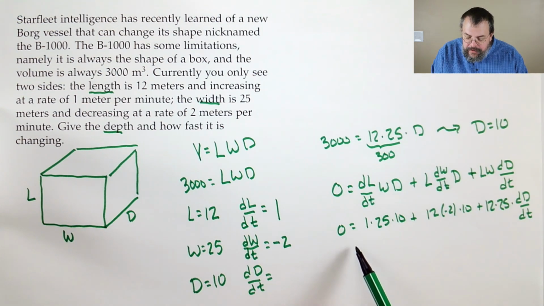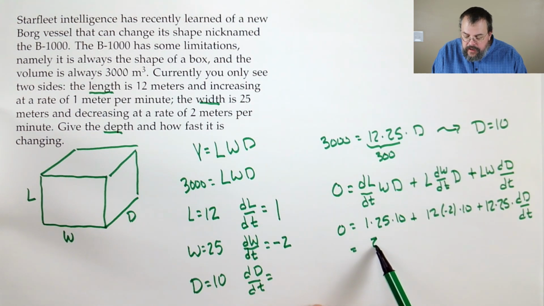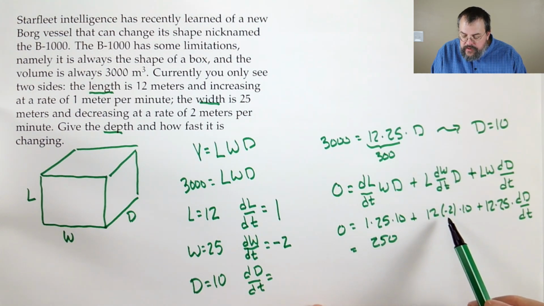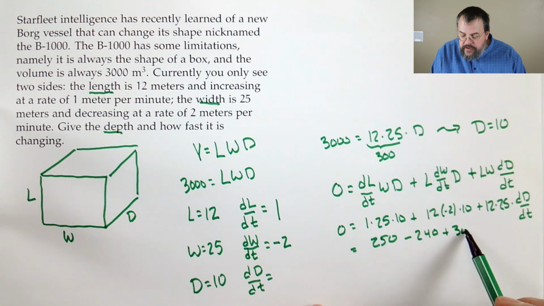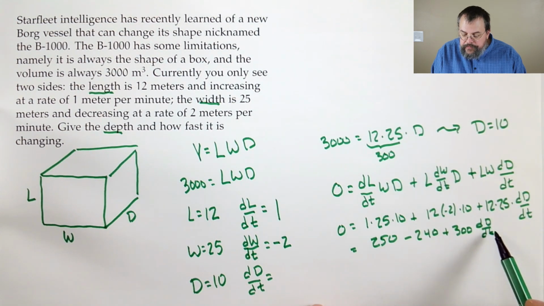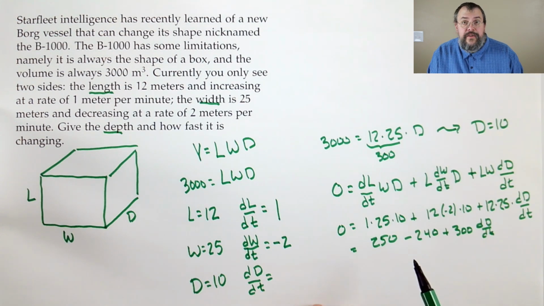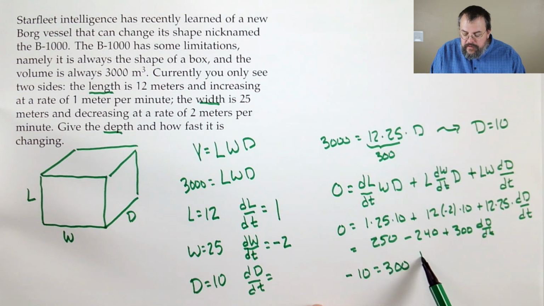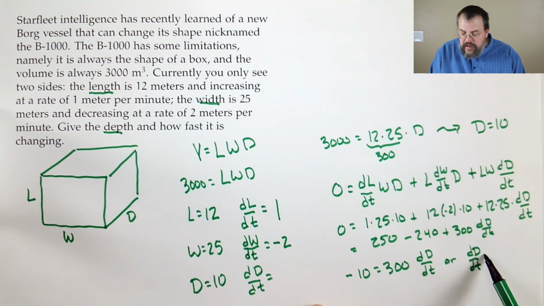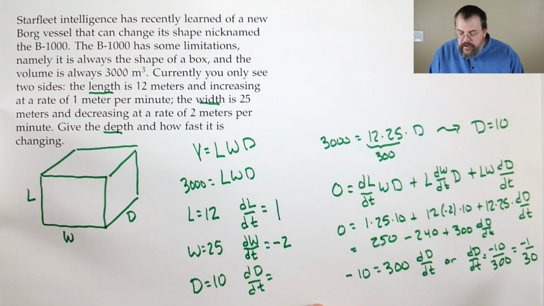All right, so what do we have? Well, we have 250. Then we have minus 24 times 10, which is minus 240. And 12 times 25, we've mentioned before, is 300 times dd/dt. Well, this is pretty convenient. 250 minus 240, that's something we can actually do in our head. That's 10. Then we can move it across. So we now have negative 10 is equal to 300 times dd/dt, or we could say dd/dt is negative 10 over 300, which is the same as negative 1 over 30.